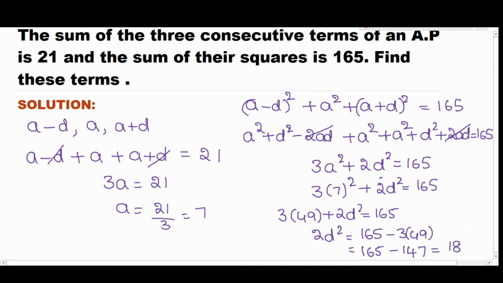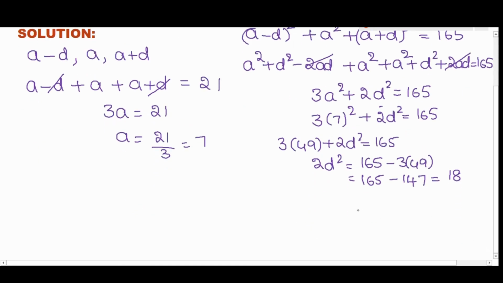I'm doing the remaining part here, children. You can see I'm doing substituting here. So we are left with 2d square is equal to 18. So d square will be equal to 18 by 2, which is equal to 9. So d becomes square root of 9, which is equal to 3. Therefore, d value will be plus or minus 3.